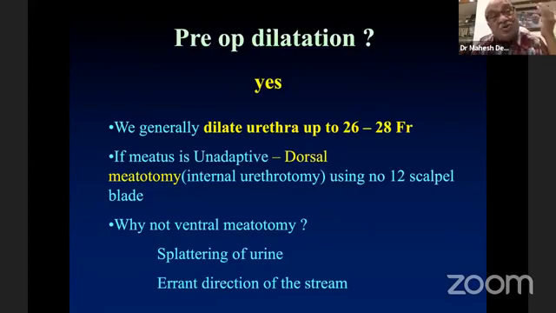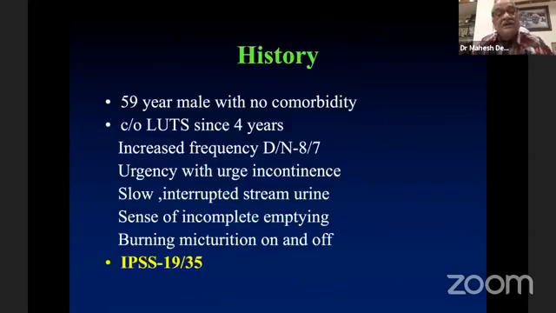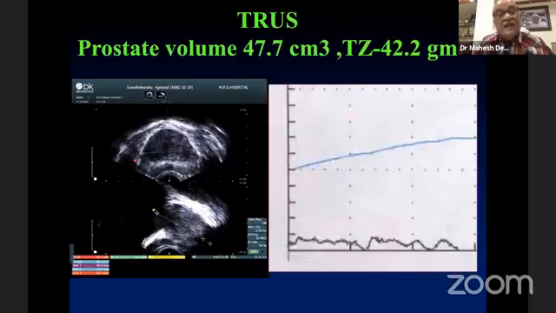reduces. Previously, we used to have about 7% stricture formation. Now with this measure, it has dropped to less than 2%. Now this gentleman is 59 years. He's got an IPSS score of 19, and this is the prostate. Now the prostate is about 47 grams and the transitional zone is 42.